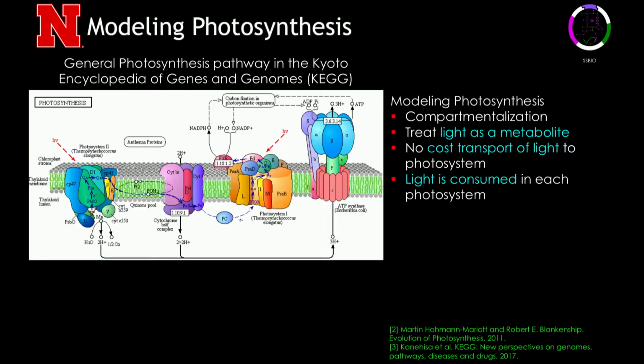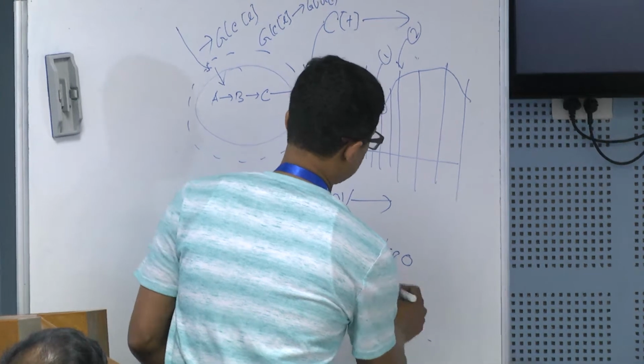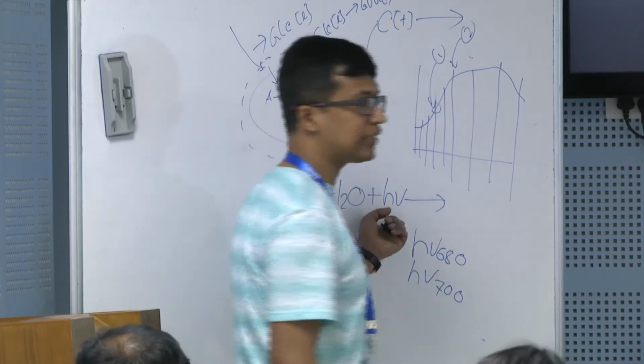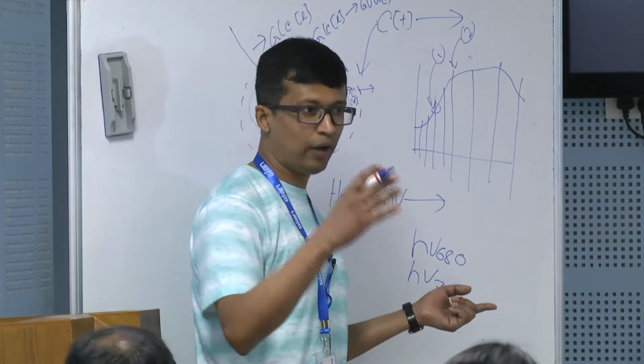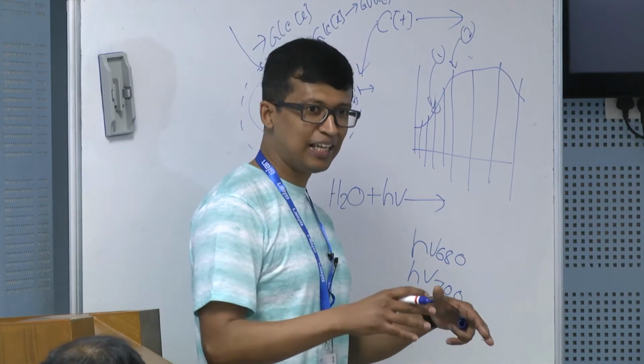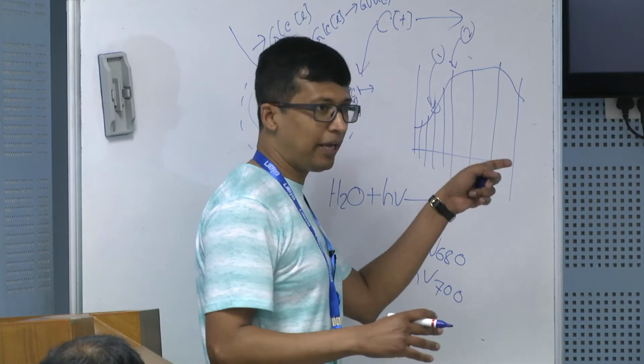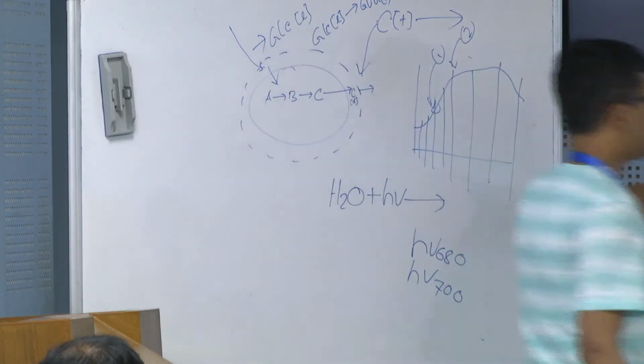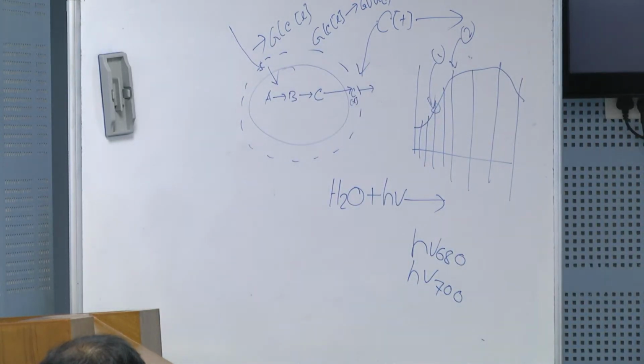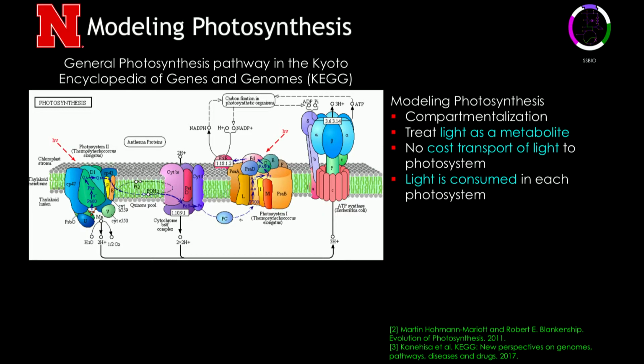So, you can even define two different photons, one as 680, the other one as 700. You can define this reaction like this. In that way you are not mixing two different light wavelengths. That will make sure that this photosystem is operating in one part of the spectrum, and this one is being operated in a different spectrum.